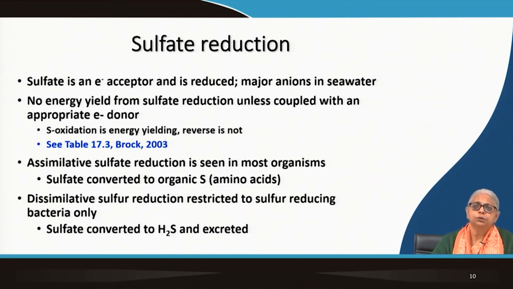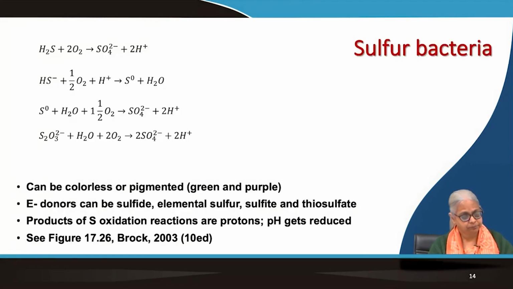For the organism to derive energy using sulfate as the electron acceptor, it has to be coupled with the appropriate electron donor. So sulfur oxidation is energy yielding, but the reverse reaction is not an energy yielding reaction. You can refer to another table.